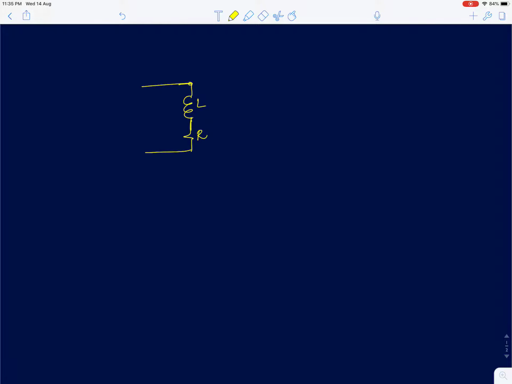start with the series RL network. If you understood a series and parallel RL network, it's pretty simple to analyze any first order RL network. Okay, so if you are asked to plot the impedance of this network as a function of frequency, the magnitude of the impedance as a function of frequency.